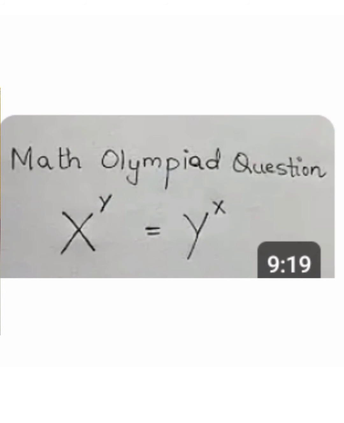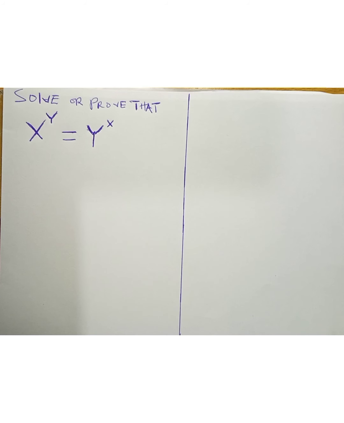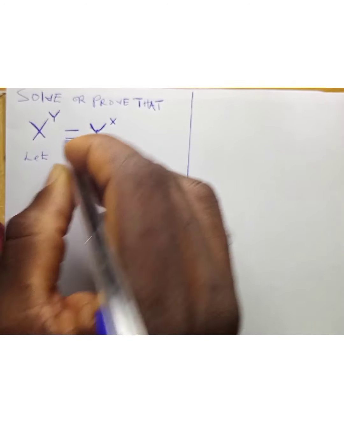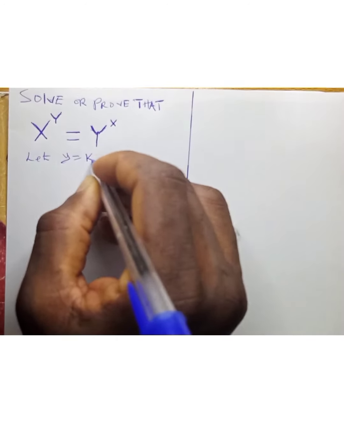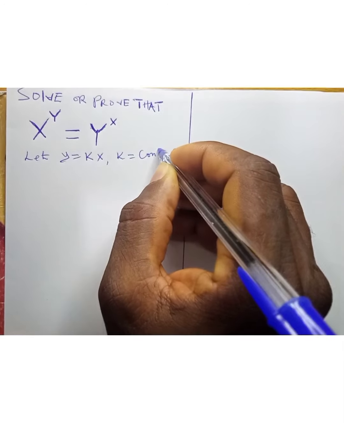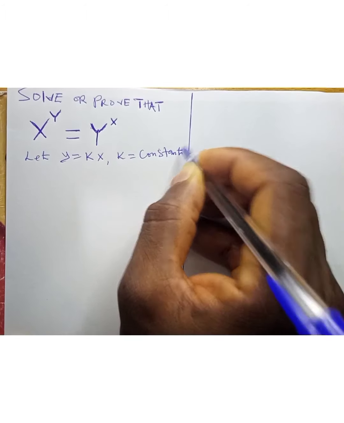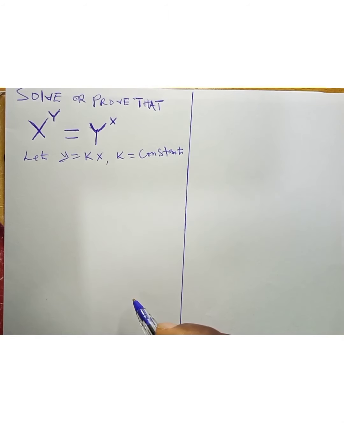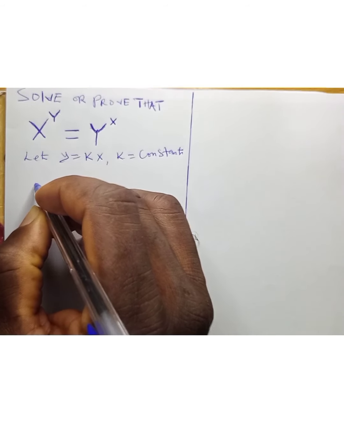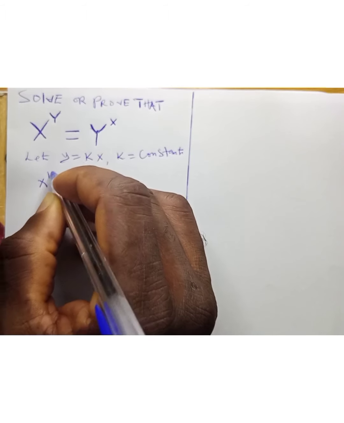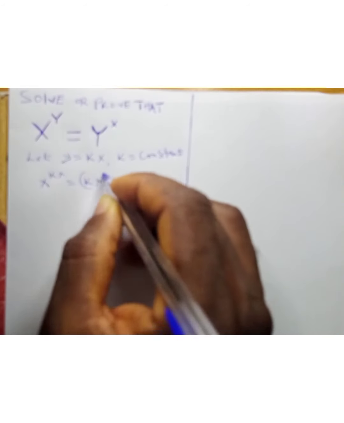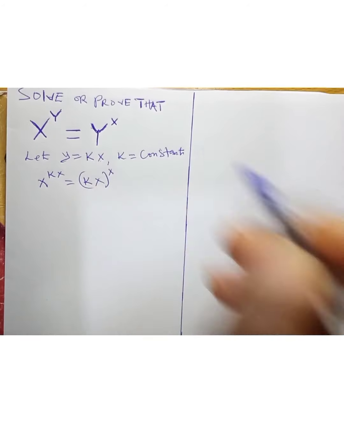We are asked to solve or prove that x raised to power y is equal to y raised to power x. So what we're going to do is let y equal kx, and k is a constant. So if we have that, we can also express this as x raised to power kx equals kx raised to power x, since we say let y equal kx.